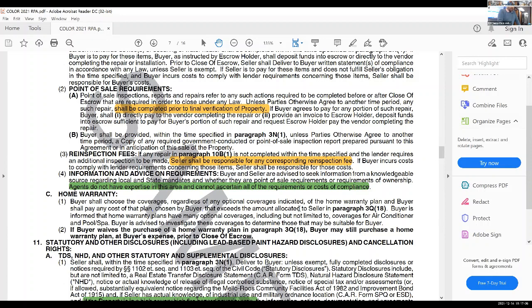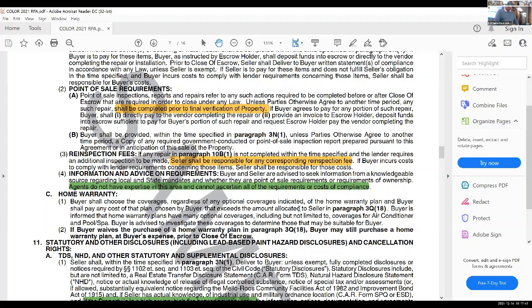Any point of sale requirements need to be completed prior to the final verification of property. Point of sale requirements, there are certain areas, counties that are going to require various inspections for us to comply with. For example, San Francisco has their 3R report and an energy rating report. It's a couple $100. A guy goes through and makes sure that there's not a lot of leakage through the windows and the property basically meets minimum requirements for energy efficiency.